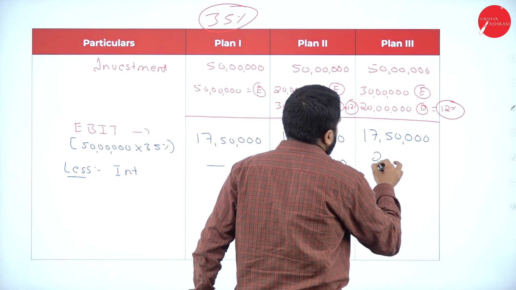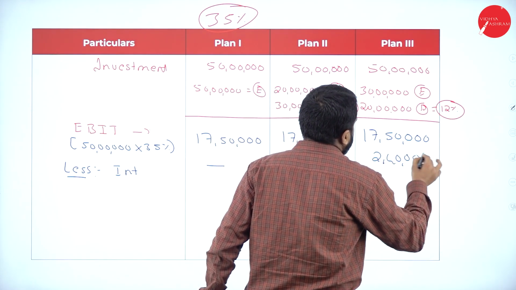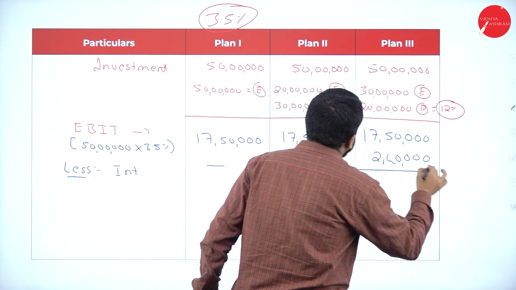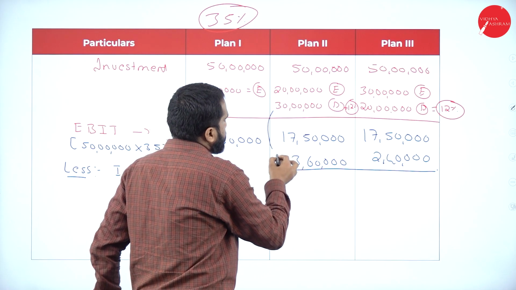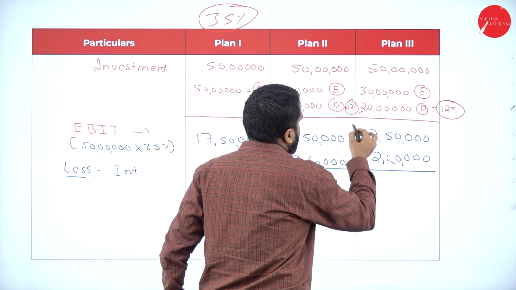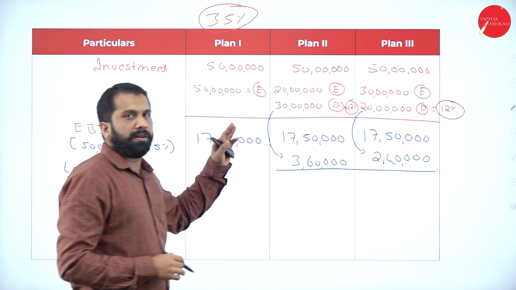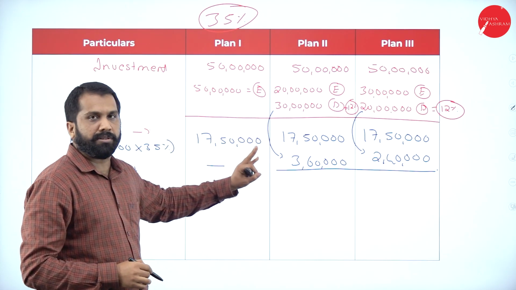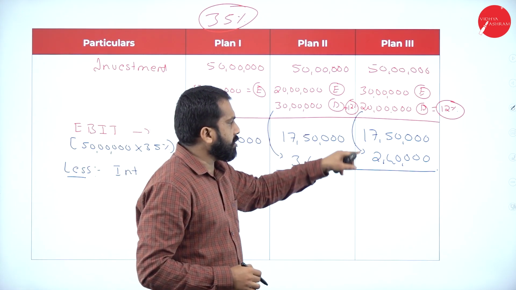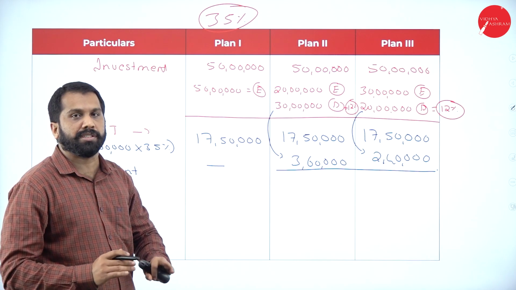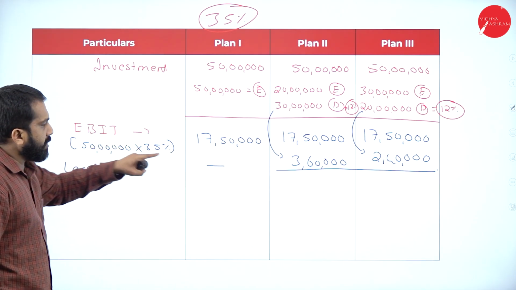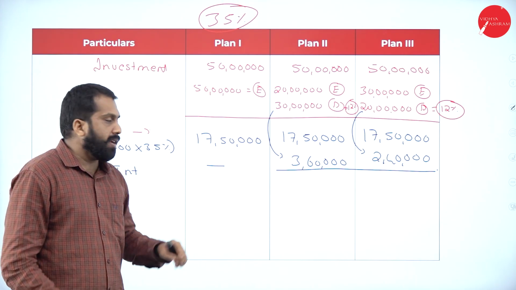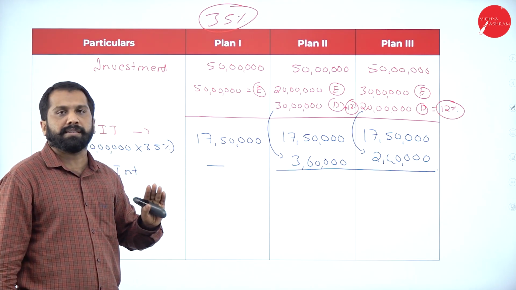3,60,000 and 2,40,000. Clear? It will not change. Why? Because on this 12%, on this 12, last problem also on this 12% is this only. It will not change. Because of your EBIT, the answers will change, but the interest part will not change.